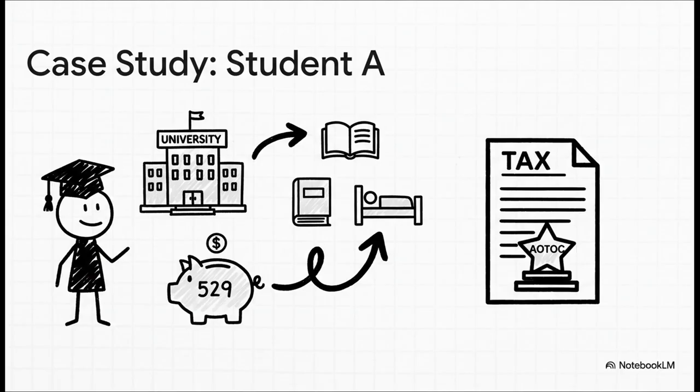All right, let's put some real numbers to this with a super common scenario. Let's call our student Student A. Total costs for the year are $22,000, split between tuition and room and board. The family does the logical thing. They take a $22,000 distribution from their 529 to cover the whole bill. Then, when tax time rolls around, they claim the maximum American Opportunity Tax Credit. I mean, that sounds perfectly reasonable, right?